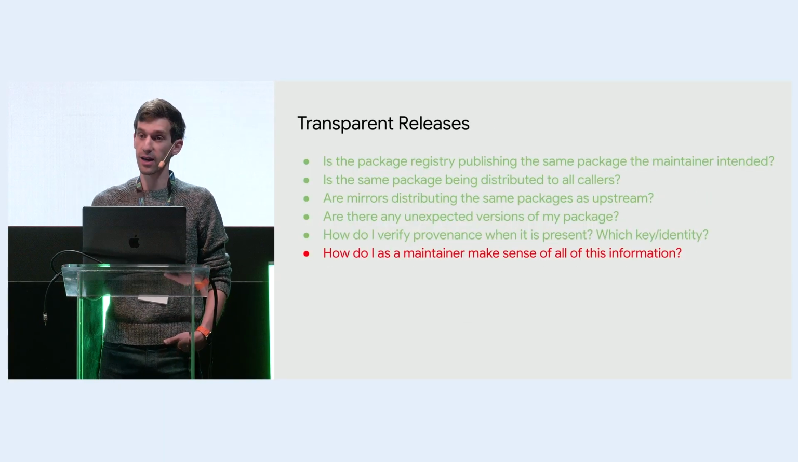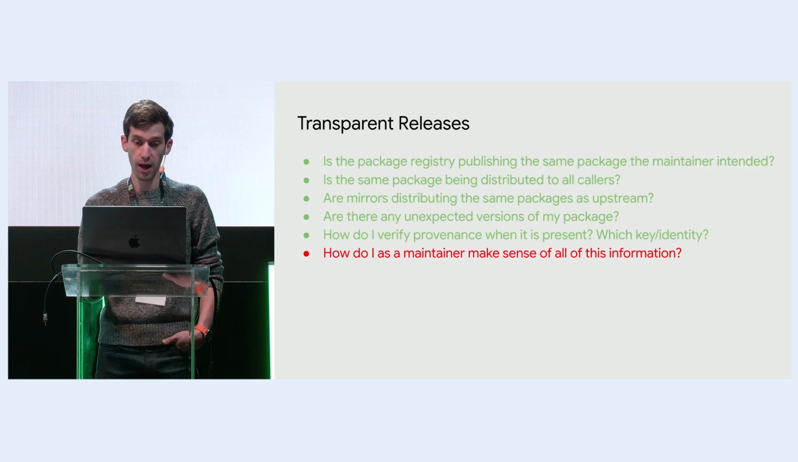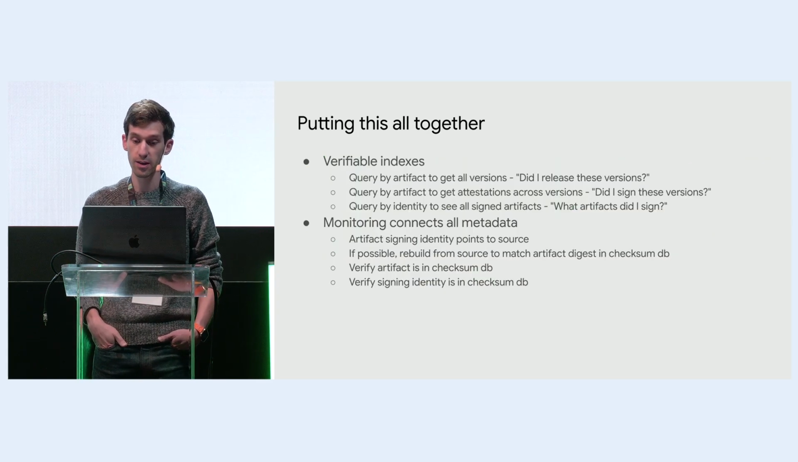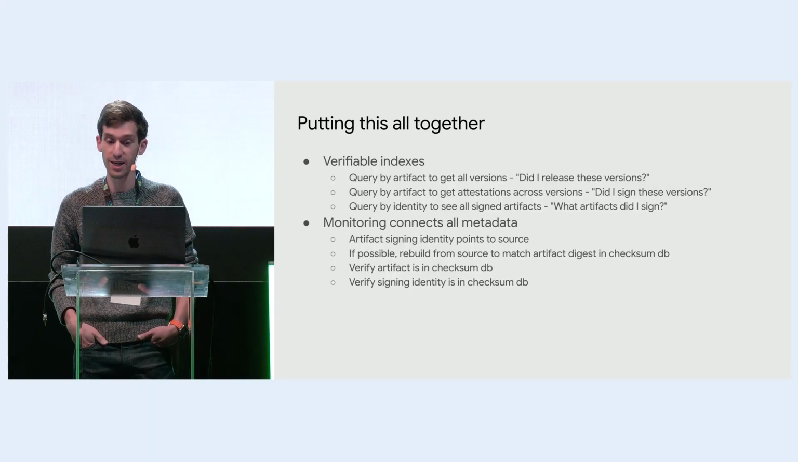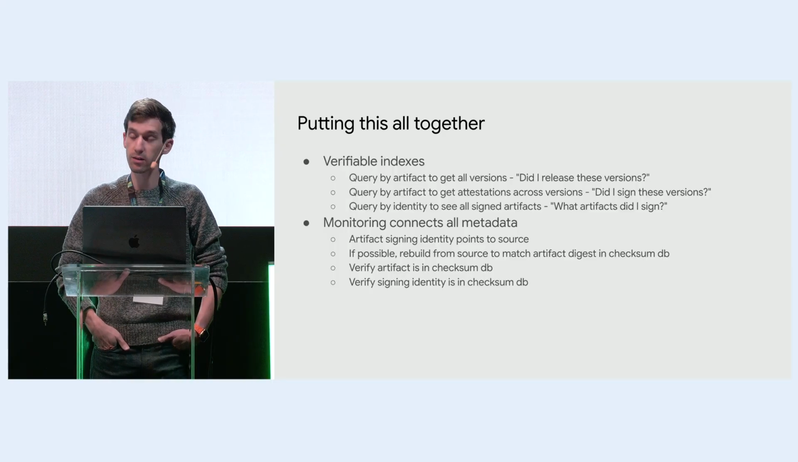So that brings us to our last step, which is what should this all look like end to end? How does a maintainer verify everything that we've seen thus far? And I mentioned this already, but verifiable indexes are a great way to do this. It would let us answer questions like, did I release this version? Did I sign this version? Or what artifacts have been signed with my identity? So monitoring will connect all of this.